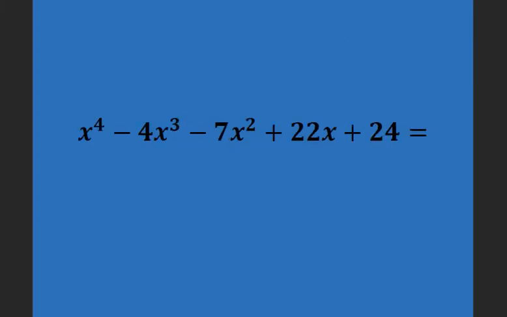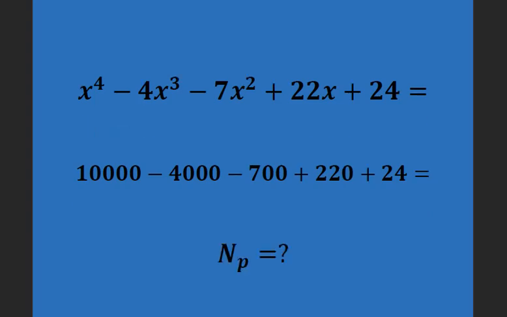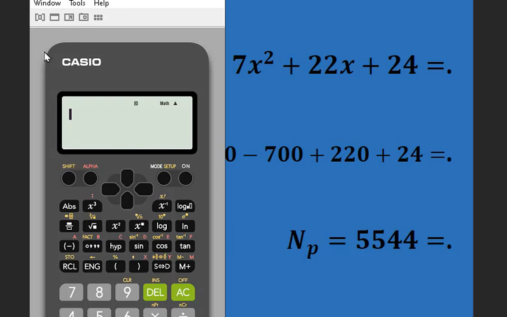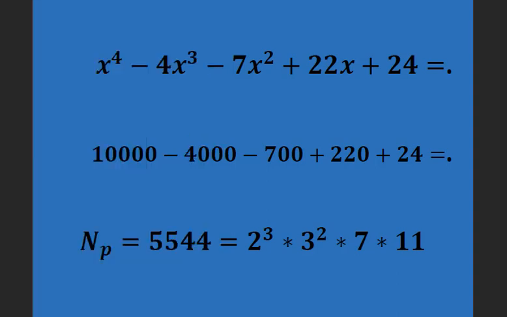Factor the expression x to the 4 minus 4x cubed minus 7x squared plus 22x plus 24. Make x equal to 10. As a result we have 10 thousand minus 4 thousand minus 700 plus 220 plus 24. The next step is to find the prime number n sub p. N sub p is equal to 5544, which in its prime factors is equal to 2 cubed, 3 squared, 7 and 11.